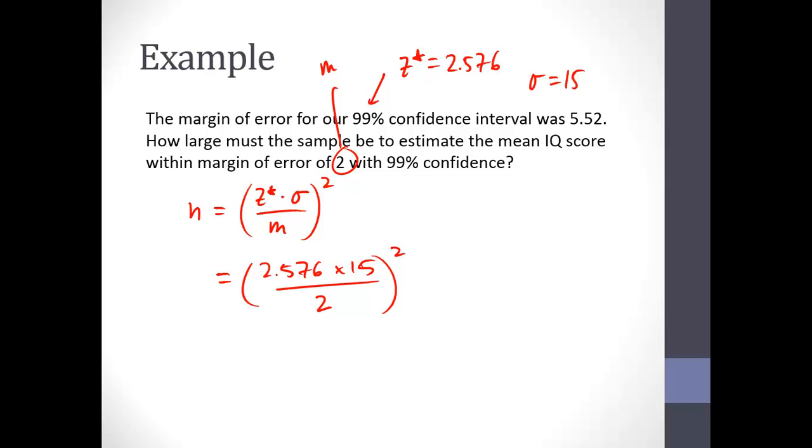I don't actually have this written in my notes, I forgot to do that. So 2.576 times 15 divided by 2 is 19.32, squared, which is 373.26. So if my sample size is 373.26, I'll get the right margin of error.